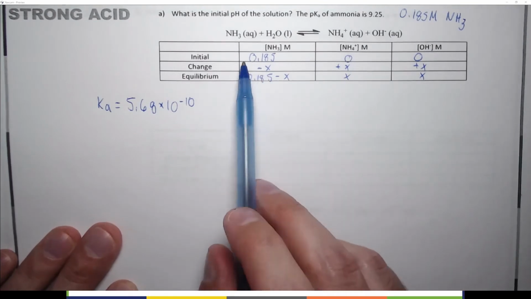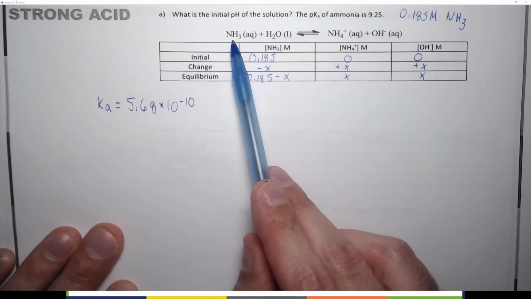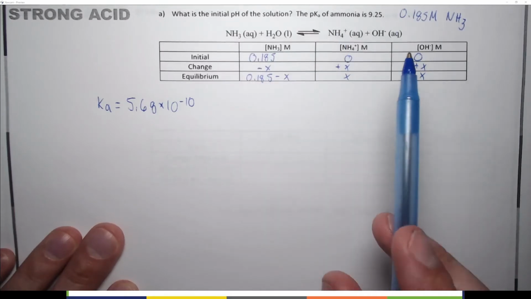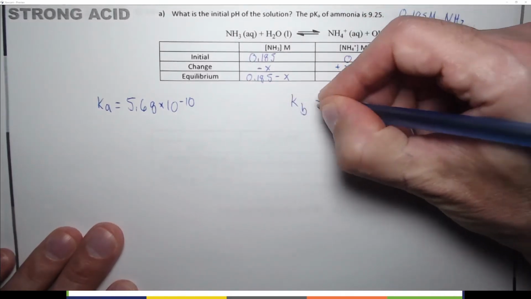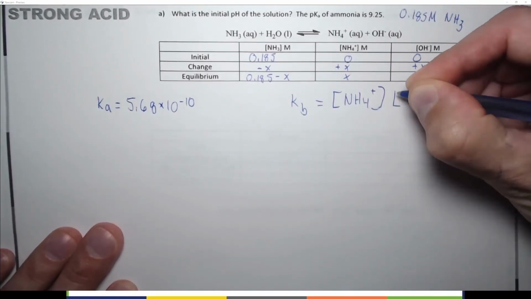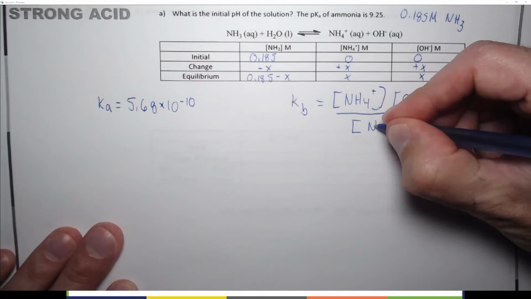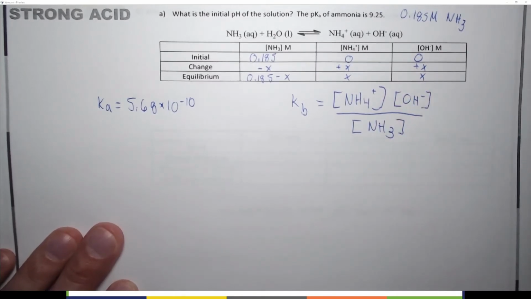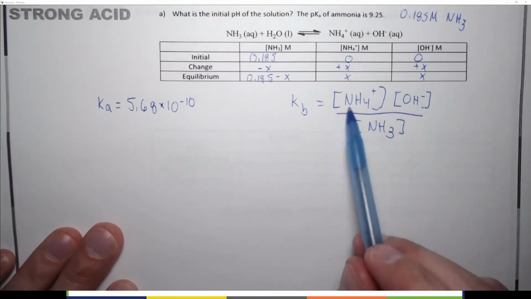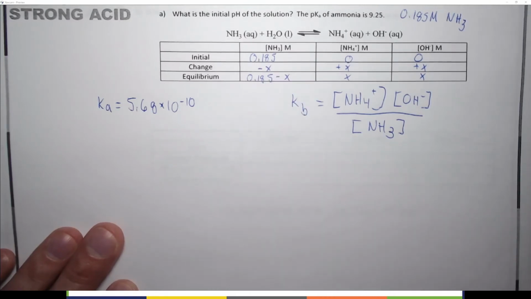But if you notice here, we don't need a Ka expression because NH3 is not a weak acid, excuse me. NH3 is a weak base, so we need a Kb expression. So Kb equals the concentration of NH4 plus, times the concentration of OH minus, divided by the concentration of NH3, like so. Now we need a Kb in order to plug in here, and then we can put our x squared and our 0.185. We're going to ignore the x like we have in the past.